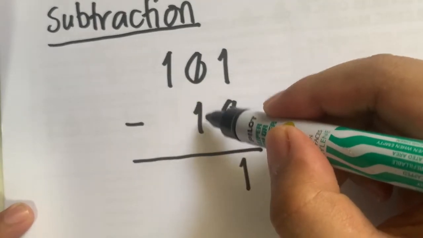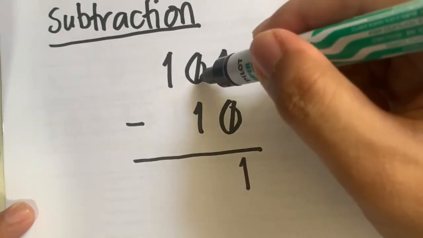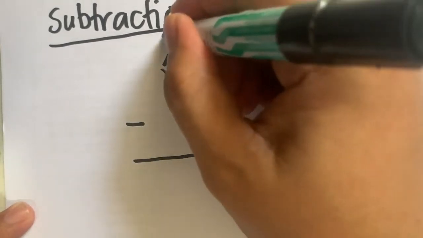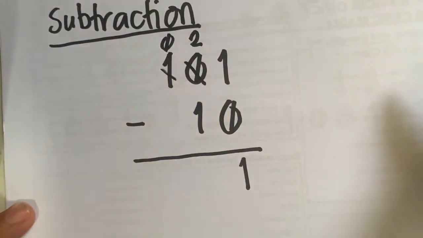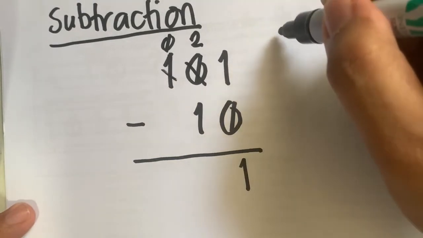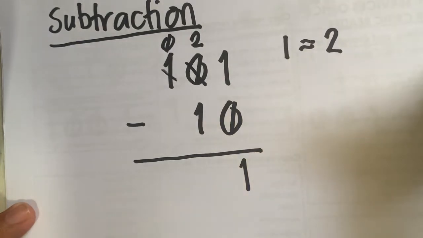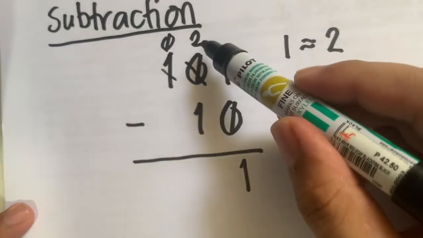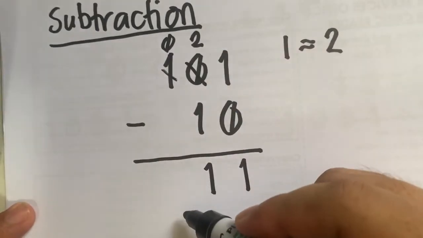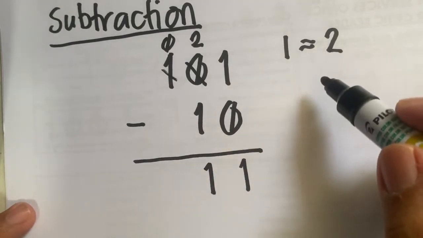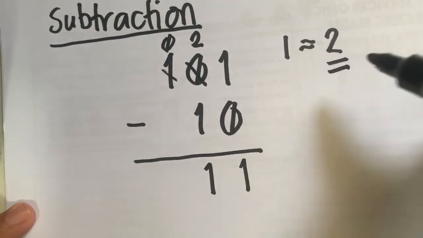0 minus 1 cannot be. So in this case, 0 will borrow 1 from 1. So if 0 will borrow 1 from 1, 1 will become 0, and 0 here will become 2. Now, why 2? Since we are in binary number system, each one borrowed is equivalent to 2. Okay? So, 2 here minus 1 is 1. So, that is 0. No need to bring it down. Again, in subtracting binary numbers, each one borrowed is equivalent to 2.